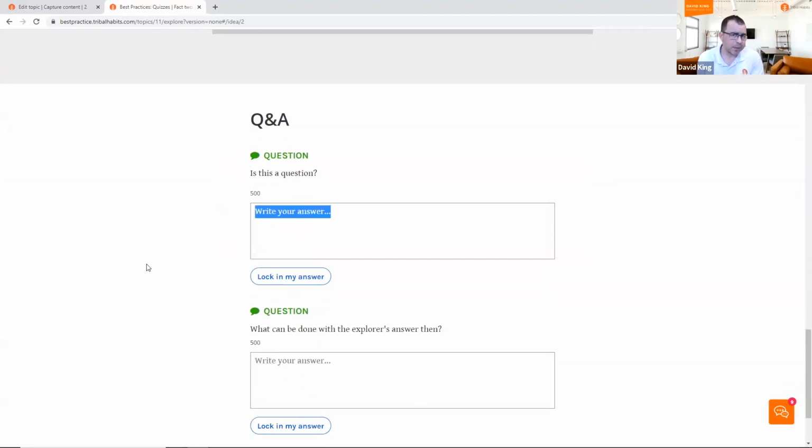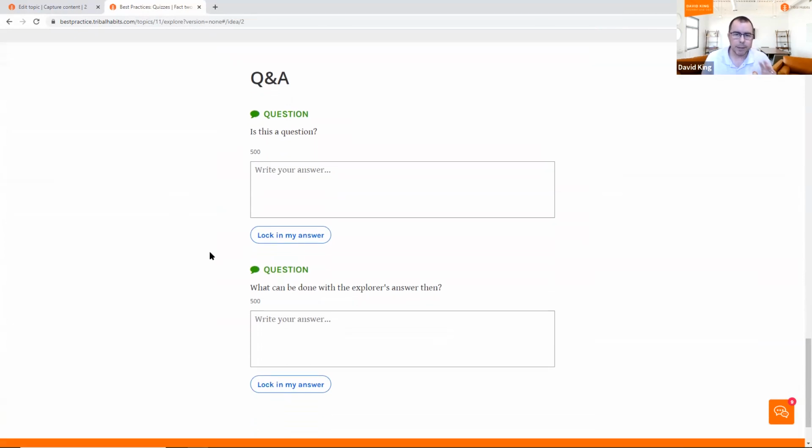Next up, we have some ungraded questions. So ungraded questions can't be marked by a computer because they're too complex. And we looked at them earlier. In Tribal Habits, these are called Q&A. And this is where you ask a question and the learner provides an answer, and then they see your feedback. It doesn't matter at this point if they get it right or wrong, because the answer is too complex for the computer to grade. A human, though, could grade it later on.